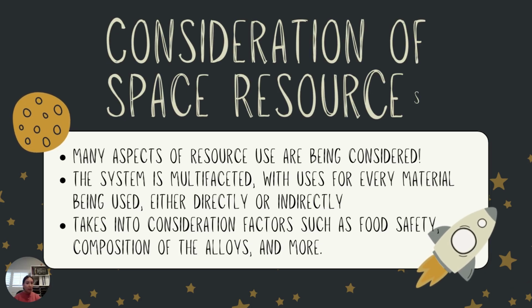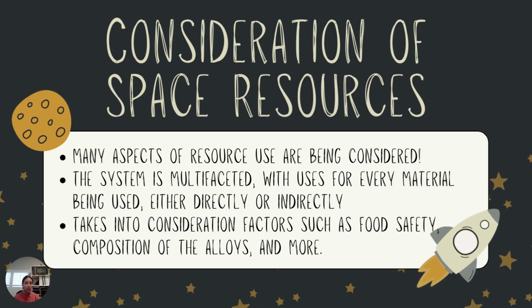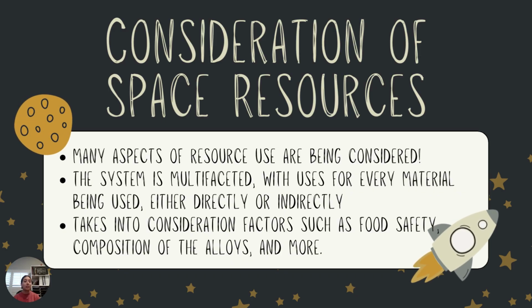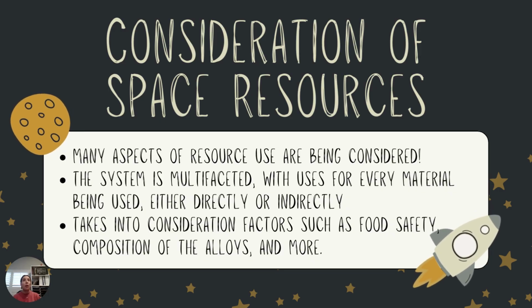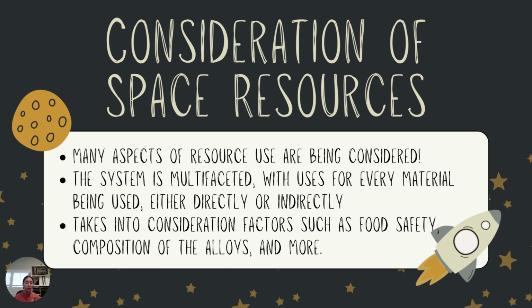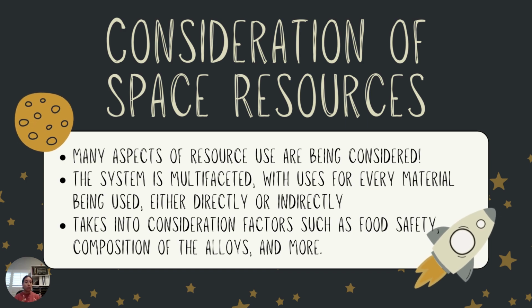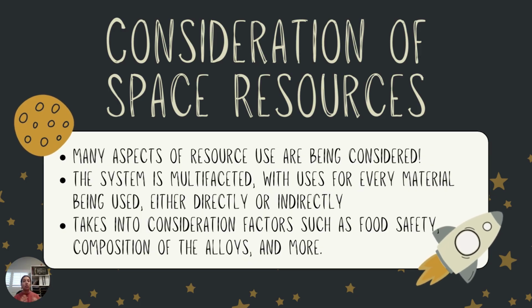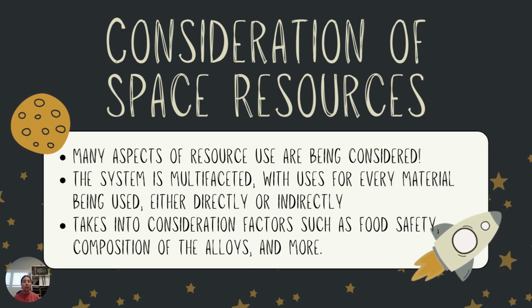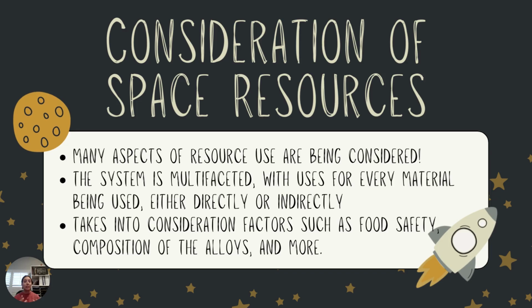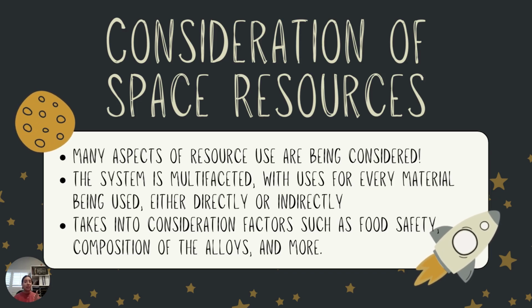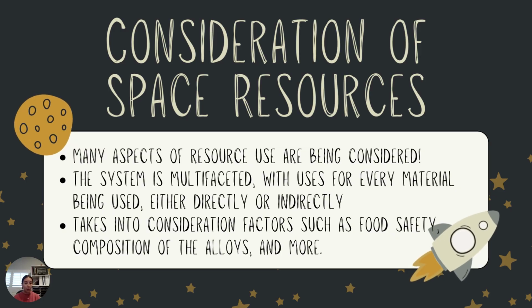And finally, we've got our consideration of space resources. A lot of aspects are being considered. Like I said, the system is multifaceted. We are considering every single part of this. All of the materials being used can be used for different things. We are creating biomass for astronauts. We are finding and extracting ferrous materials such as iron. All of this is being used with each other, so that everything here is being considered equally.